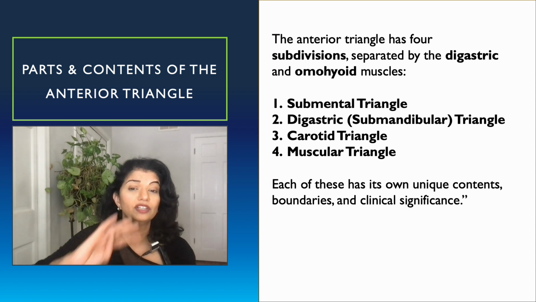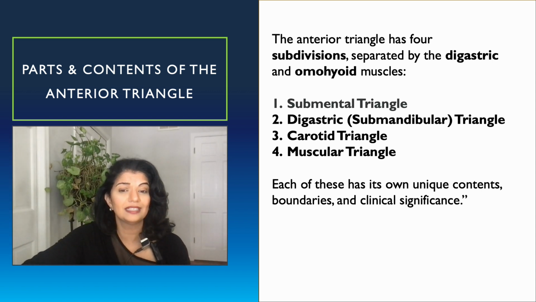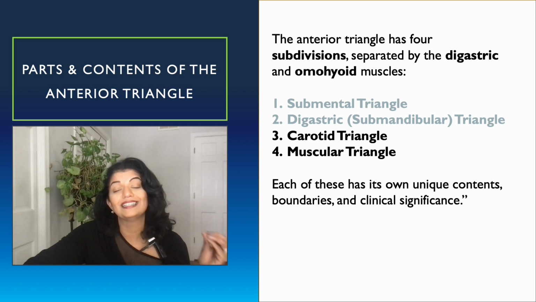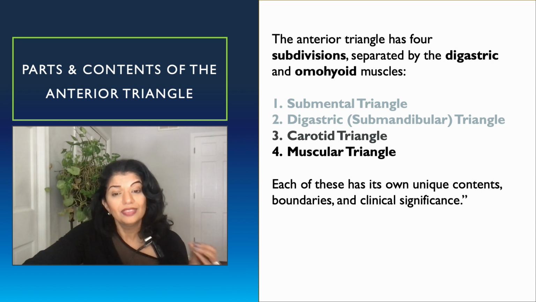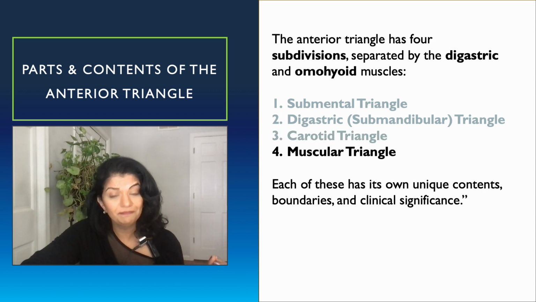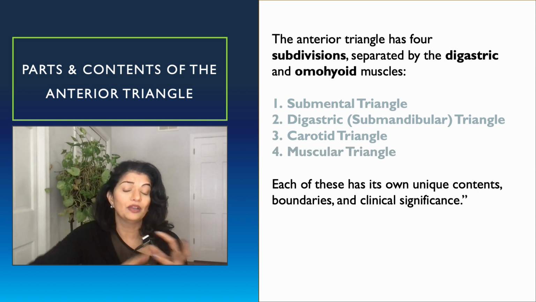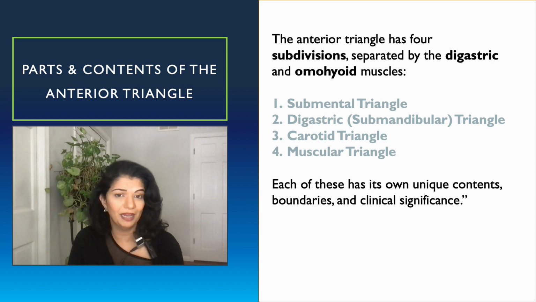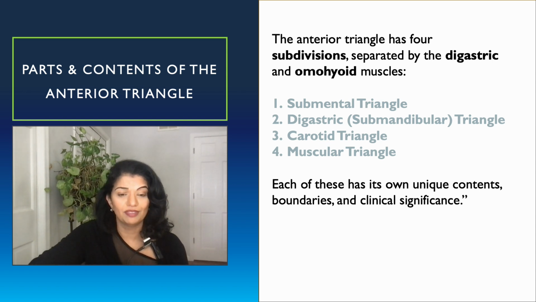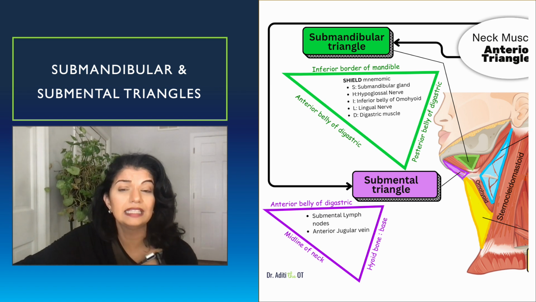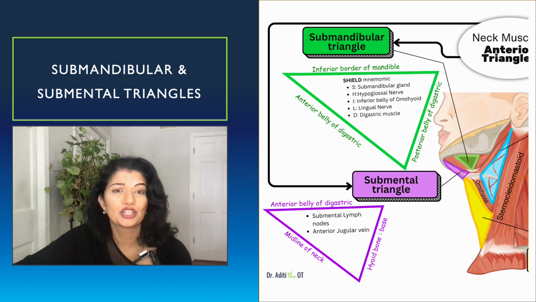Okay, so now what are the 4 subdivisions? Well, the first one is the submental triangle. Then we've got the submandibular, which is also called the digastric triangle. Then we've got the carotid triangle and the muscular. So those all have very unique contents and boundaries, and we're going to go through that next. Okay, the first one we're going to look at is the submandibular triangle.